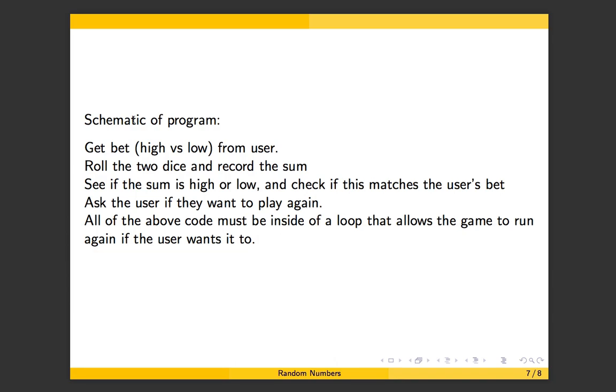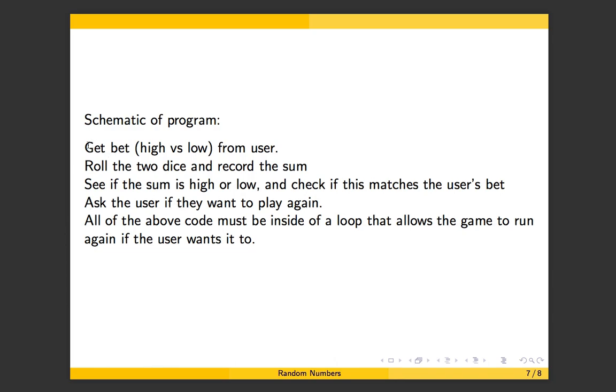Here's a schematic of the program. You should get the bet from the user, right? High versus low. What do you want to bet on? You should then roll the 2 dice and record the sum. You should see if the sum itself is high or low, and then check that against what the user bet, right? And if it matches, then the user wins. If there's no match, the user loses. Then at the end, you should ask the user if they want to play again.